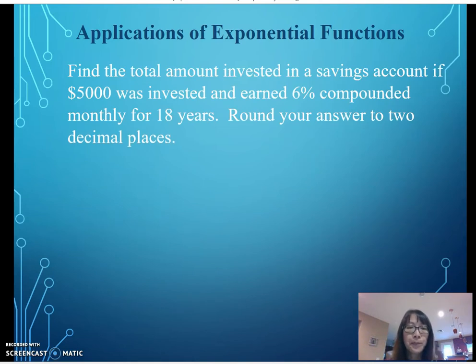So here's the problem. Find the total amount invested in a savings account if $5,000 was invested and earned 6% compounded monthly for 18 years. Underline the words compounded monthly. That's a clue, and that tells us which formula we need to use. In this case, we need to use the compound interest formula. And then we're going to round our answer to 2 decimal places.